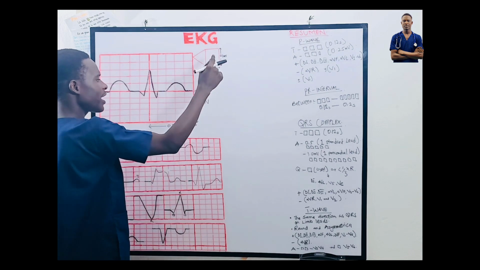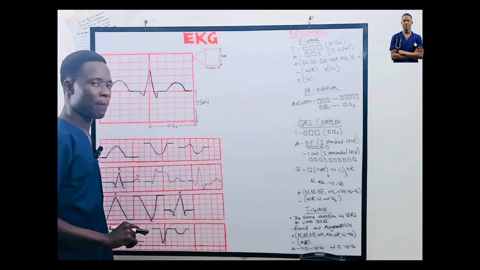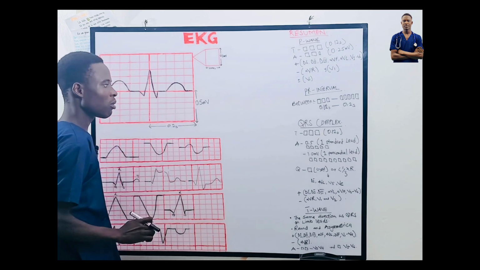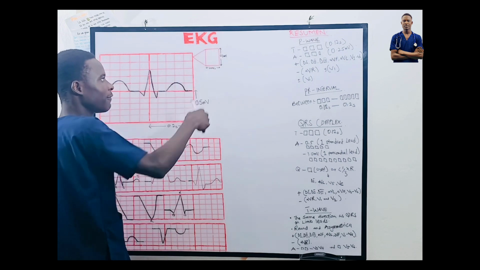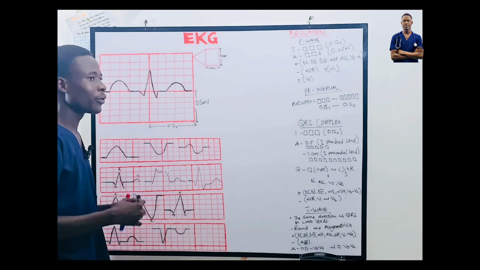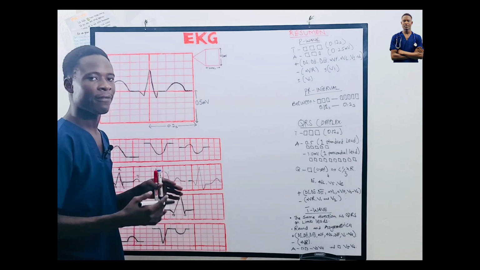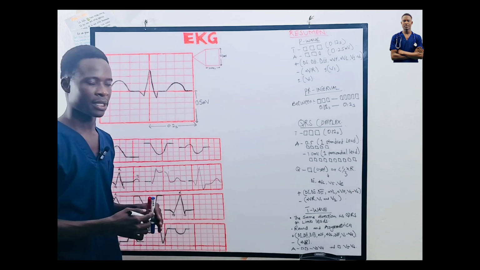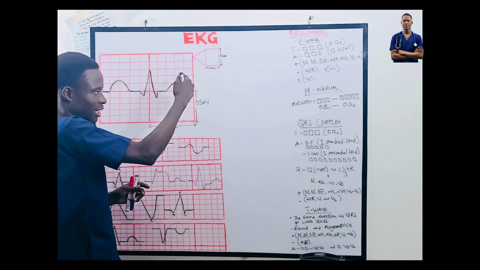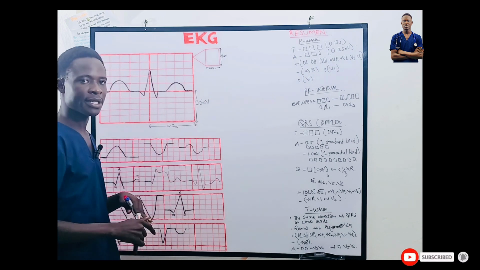And then for the vertical line of a big box, we have 5 small boxes, and one small box vertically is 0.1 millivolts. So we multiply it by 5 and we get 0.5 millivolts. Are you clear with it? So one big box is 0.5 millivolts for the vertical, and the horizontal, which is the time, is 0.2 seconds.